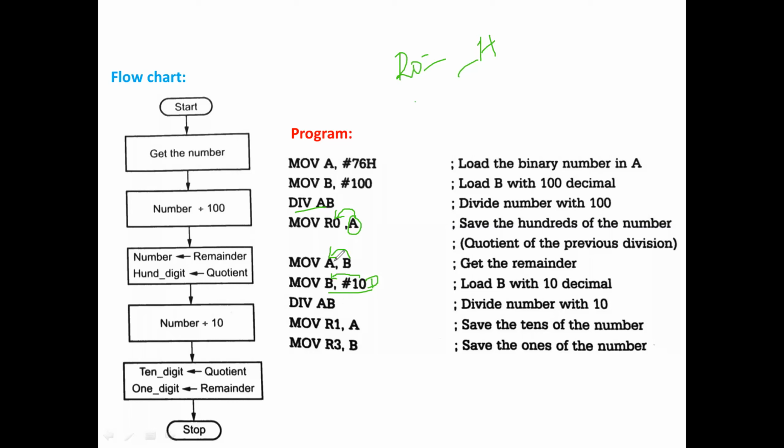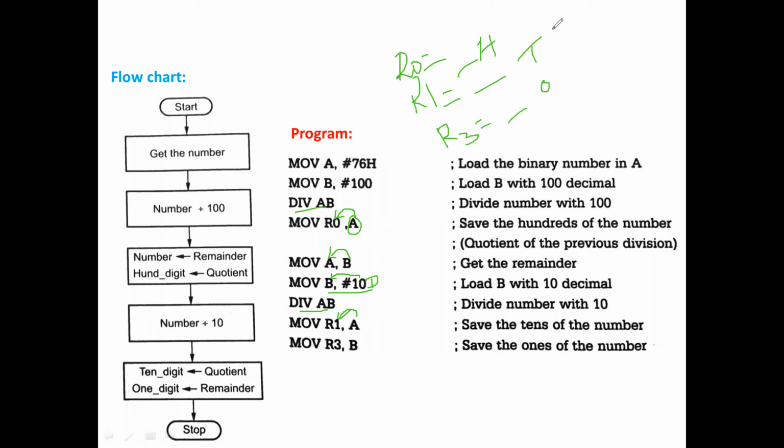What is the value in the accumulator? The accumulator has the new value, that is the remainder of the previous division. So now I'm going to divide. Now the accumulator will have a certain value that I'm pushing to R1. So R1 is going to be your tens digit, and R3 is going to have your first digit.